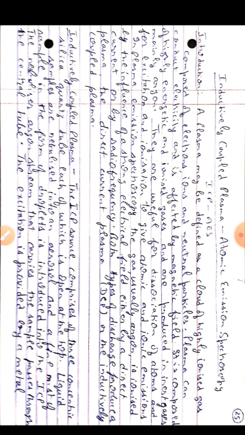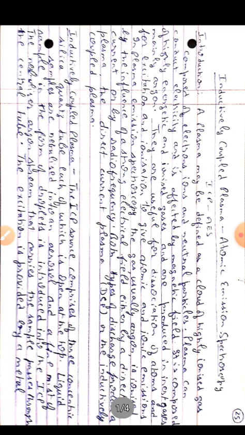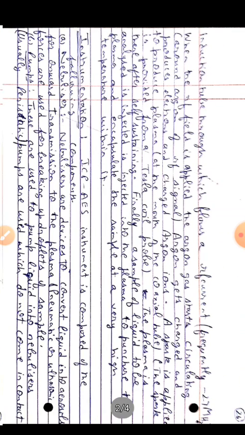The ICP source comprises three concentric silica quartz tubes, each of which is open at the top. Liquid samples are nebulized into an aerosol, and a fine mist of sample in the form of droplets is introduced into the ICP. The nebulizer argon stream that carries the sample passes through the central tube. The excitation is provided by a metal induction tube through which flows an RF current. Frequently, it is of the value of 27 megahertz.